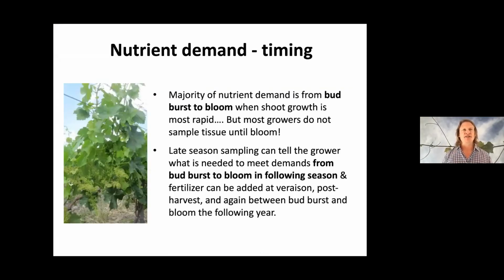And here's what I want to talk about, the nutrient demand, because if we can understand when nutrients are most needed by plants, we can understand when to apply them. And most of the nutrient demand is from bud burst to bloom. That's the most rapid time of growth and uptake of nutrients. Most growers don't sample tissue until bloom. So what you're getting is kind of a progress report on how your season's going by taking that bloom tissue sample. And so I think of it as the progress report because you still have a chance to improve. So if you're halfway through the semester, so to speak, and your grade's a B, you can still turn it into an A, maybe by the end of the semester.